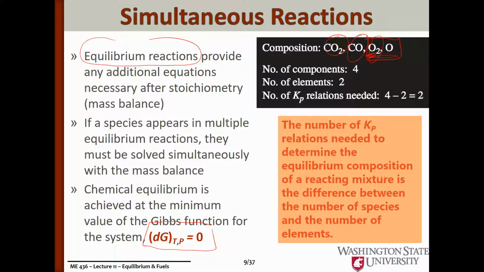And if we want to know how many equilibrium reactions we need to come up with, we simply take the number of species in the products, the number of things we expect after the combustion has occurred, and we subtract how many different elements are in those. So if we were to have products of combustion with these four species, and in this case there's carbon and oxygen, so I have four components in my products, there's two elements, that means I'm going to need two equilibrium relations.